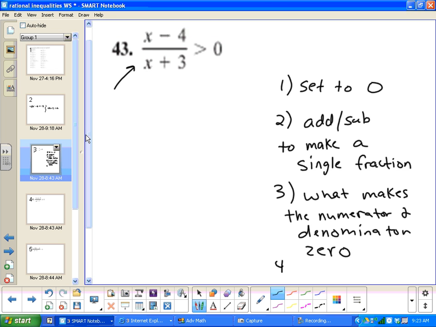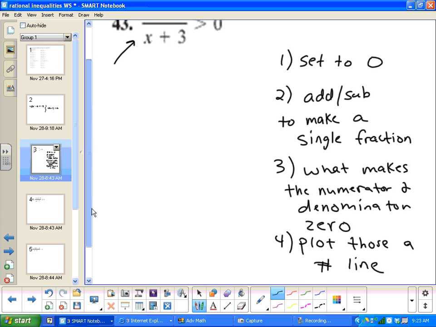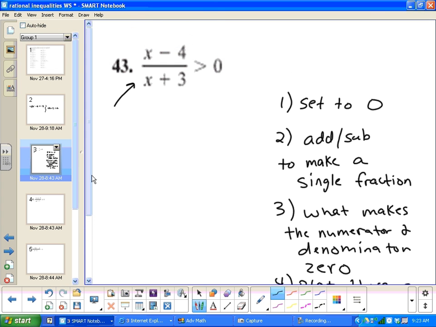Now, what we're going to do from there, we'll plot those on a number line. Okay, now let's do that. So +4 and -3, right? -3 would be on the left side, +4 would be on the right side. Now, here's where it gets a little crazy, and these are not really fun problems. They're not very hard, but they're real tedious.